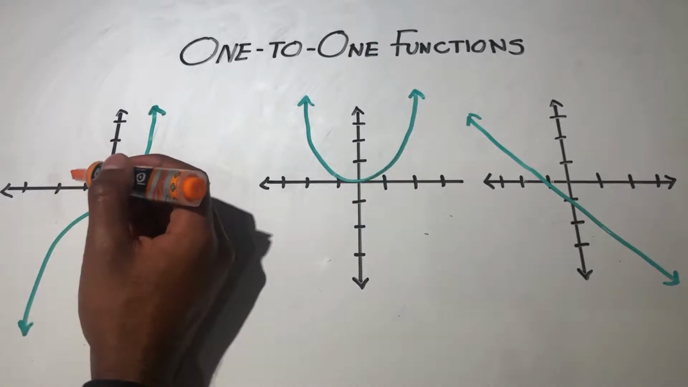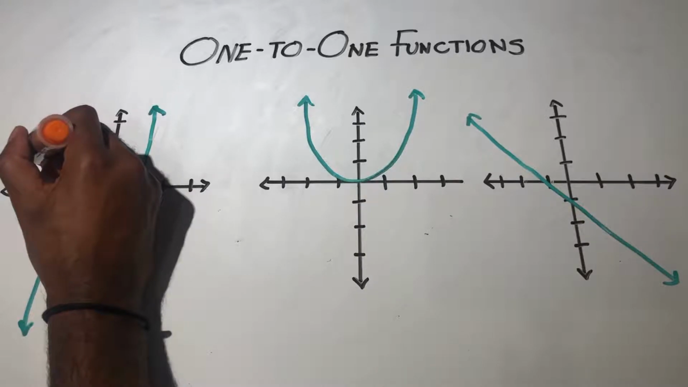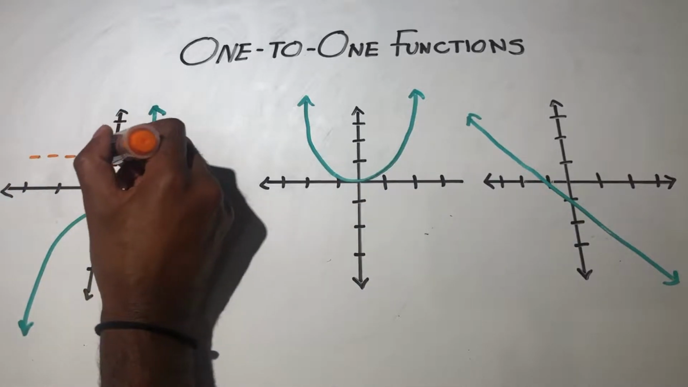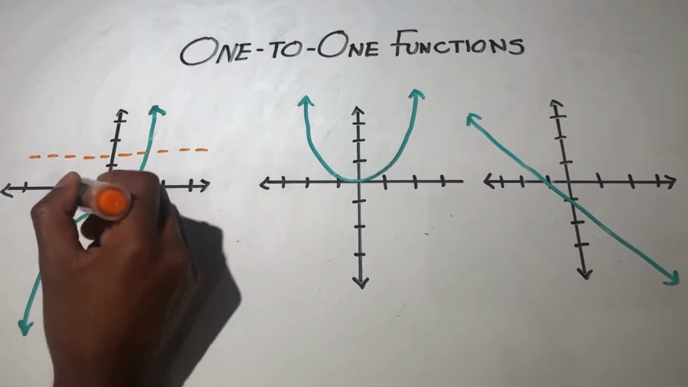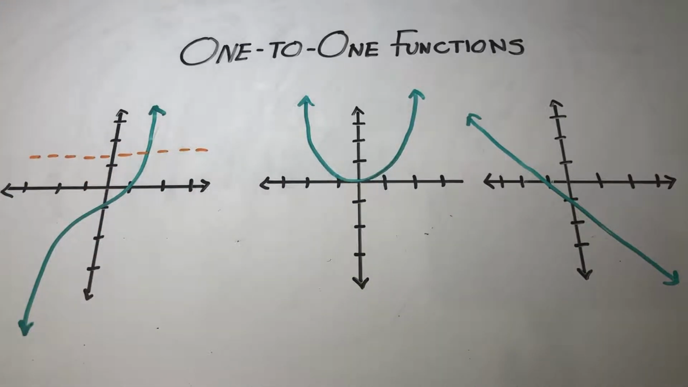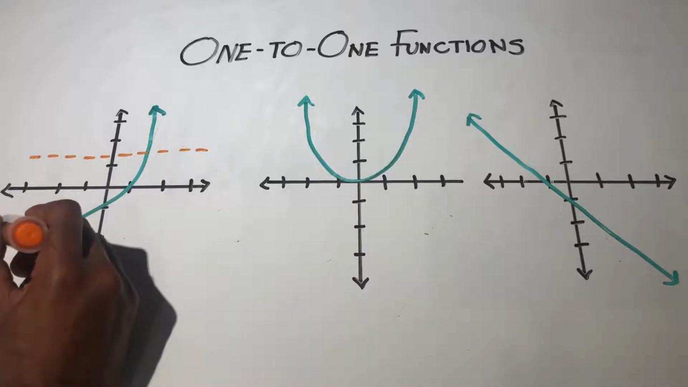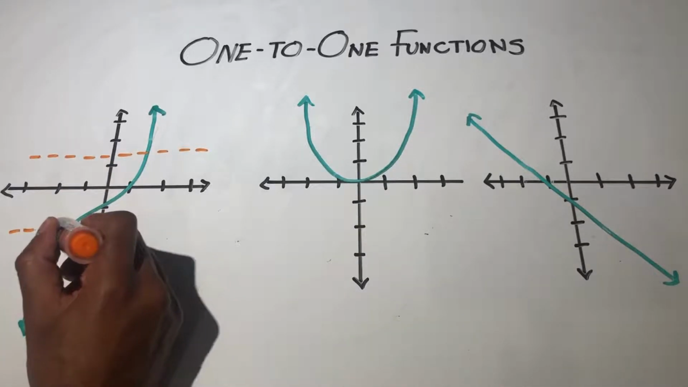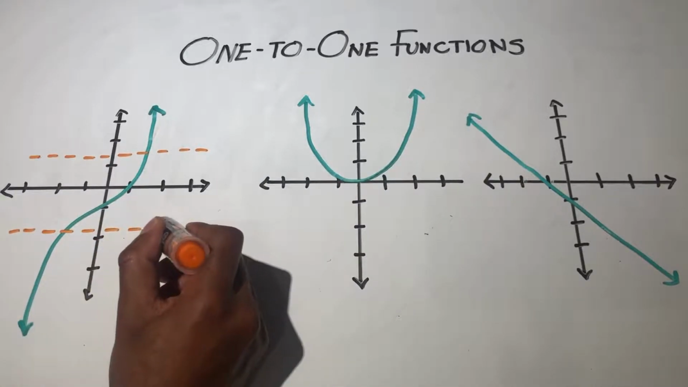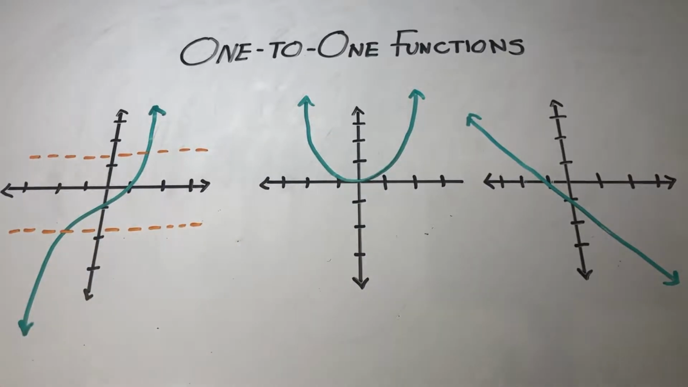So if we begin with the example here, if we apply a horizontal line test somewhere here, let's say, we can see that the line only crosses the graph at one point. And if you do this technique pretty much anywhere, you can see that the line will still cross the graph only once. Now, if this occurs, then we can say that the function is one-to-one and therefore has an inverse function.